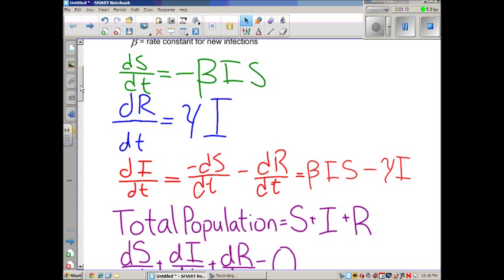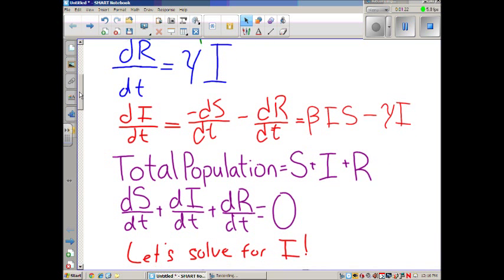Therefore, the rate at which the number of infected changes is equal to the rate at which the number of susceptibles is changing minus the rate at which the number of removed is changing. The total population is equal to the sum of the three categories, so the total population is constant. Therefore, dI/dt plus dR/dt plus dS/dt must always be equal to 0.